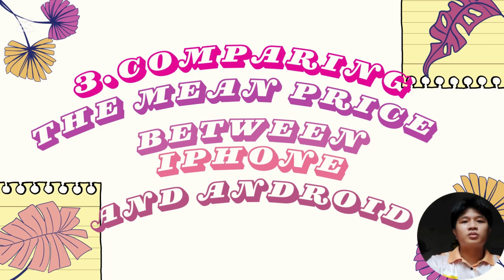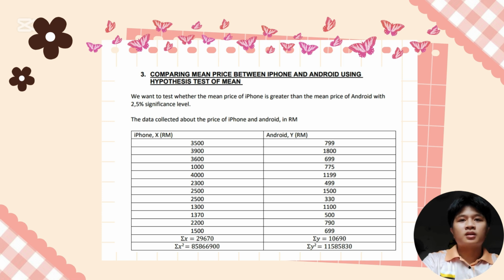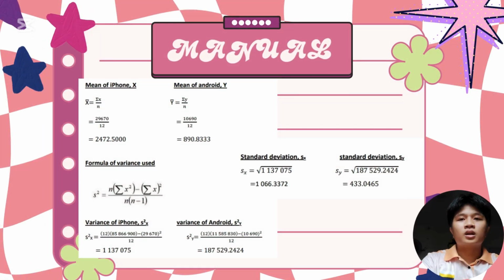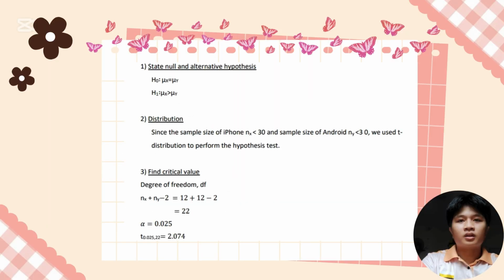Next, we're comparing the mean price between iPhone and Android. We want to test whether the mean price of iPhone is greater than the mean price of Android with 2.5% significant level. First, we calculate the required information such as mean, variance, and standard deviation. After that, we use 5 steps to do the hypothesis test of mean. First, we state null and alternative hypothesis. Second, we choose t distribution because the sample size of iPhone and sample size of Android is less than 30.